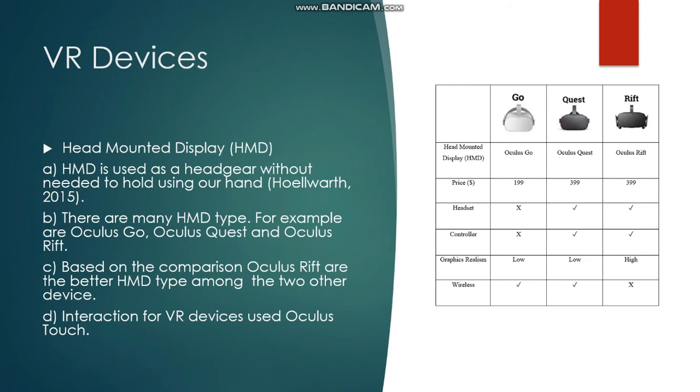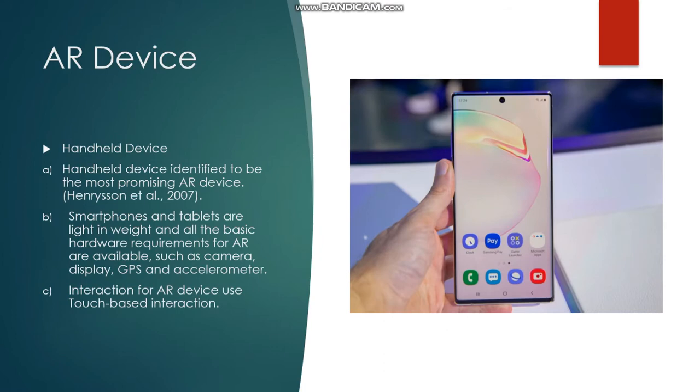Then for interaction, the VR device uses Oculus Touch. For the AR device, we use a handheld device. A handheld device is identified to be the most promising AR device. Smartphones and tablets are light in weight and all the basic hardware requirements for AR are available, such as camera, display, GPS and accelerometer, which makes it a very suitable candidate for an AR device.